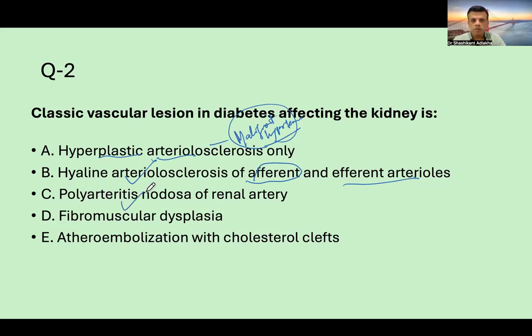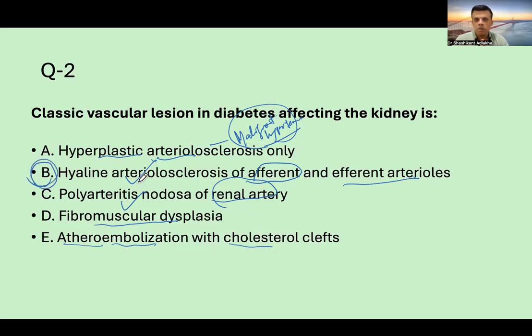Polyarteritis nodosa is an entirely different thing. It involves the renal artery and can cause aneurysm and vasculitis, so it is ruled out. Fibromuscular dysplasia is commonly seen in middle-aged females and is one of the common causes of renal artery stenosis, related to a beaded appearance in angiography. This is not the case in diabetes. Atheroembolization with cholesterol clefts can happen with sudden rupture of an atheromatous plaque, or sometimes with vascular procedures where atherosclerosis is already present, and that can rupture and cause atheroembolization with cholesterol clefts. So we reached the answer B. This is the correct answer.